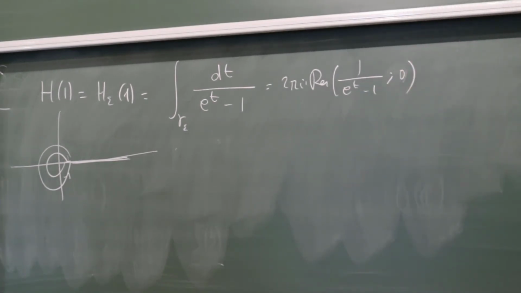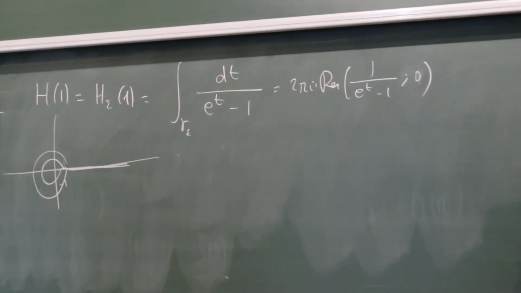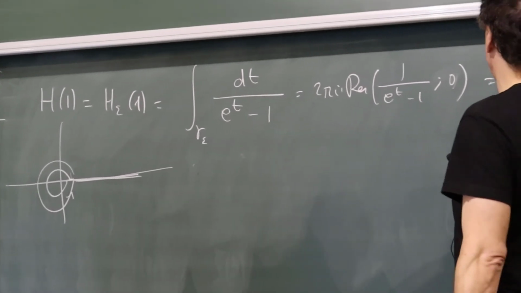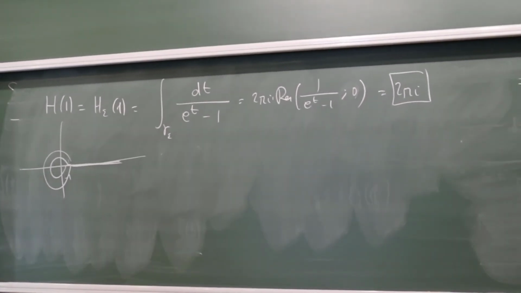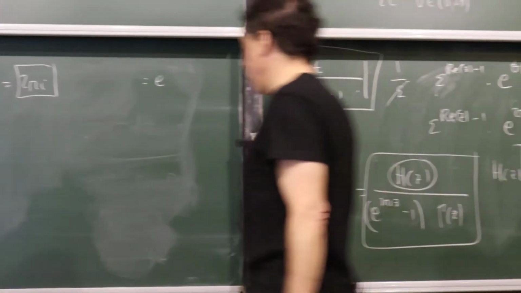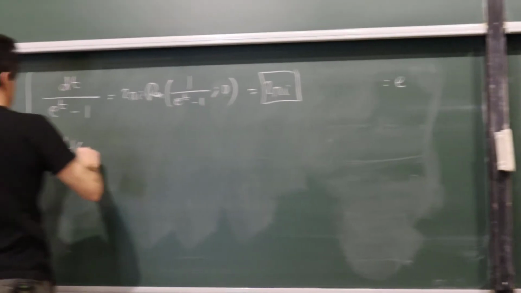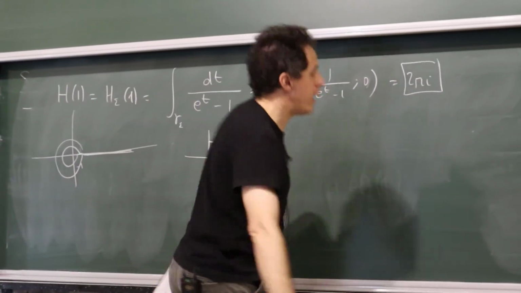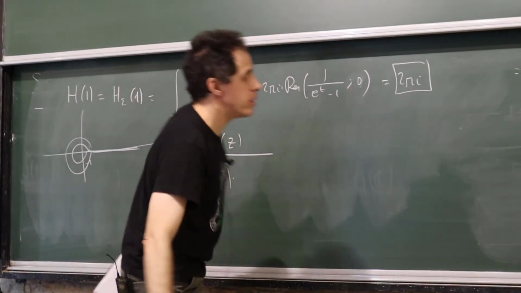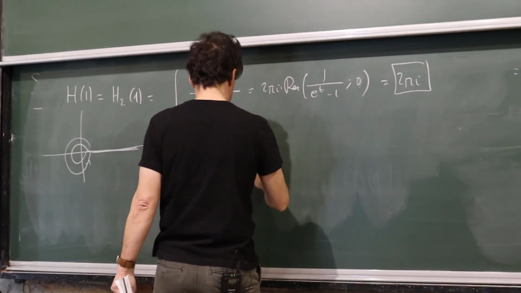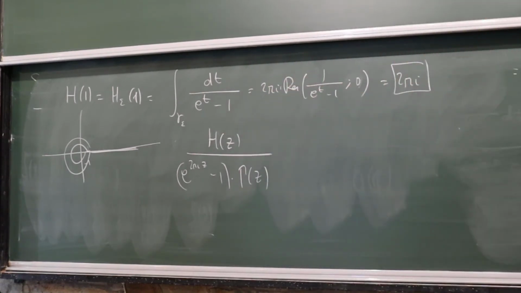And this residue can be easily seen to have the value 1. So this integral is 2 pi i. So h of 1 is 2 pi i. And so now we consider this expression, h of z and gamma of z. We're going to figure out the value of this expression at the point 1.